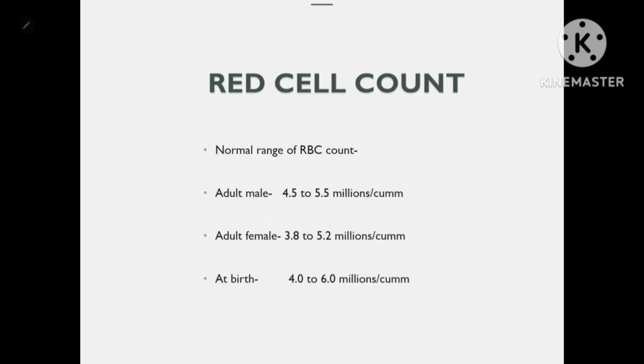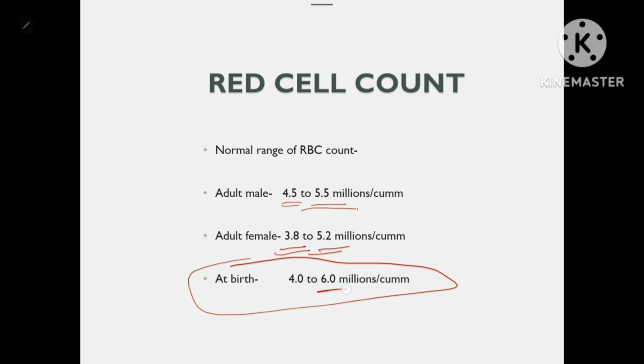So what is the normal range of RBC? Normal range in male is around 4.5 to 5.5 million. In female it is 3.8 to 5.2 million, whereas at birth it will be up to 6.0 million.